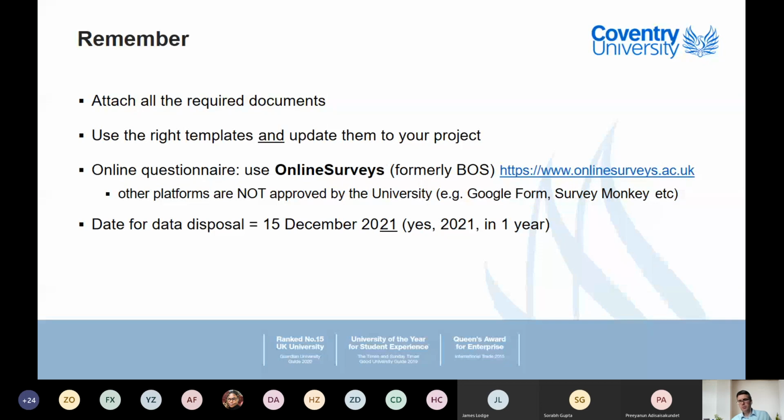Other platforms are not approved by the university. So you are not allowed to use Google Form, SurveyMonkey, or any other things. You can only use online surveys. The reasons for that are a bit complex, but by and large, it's about data protection.